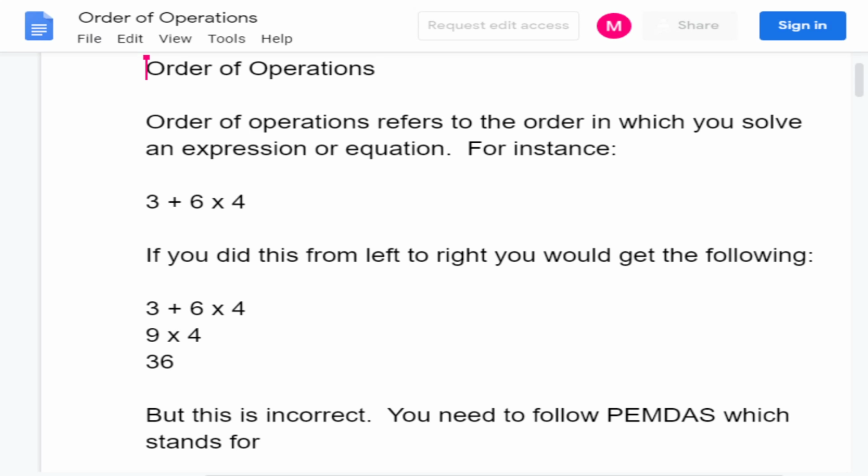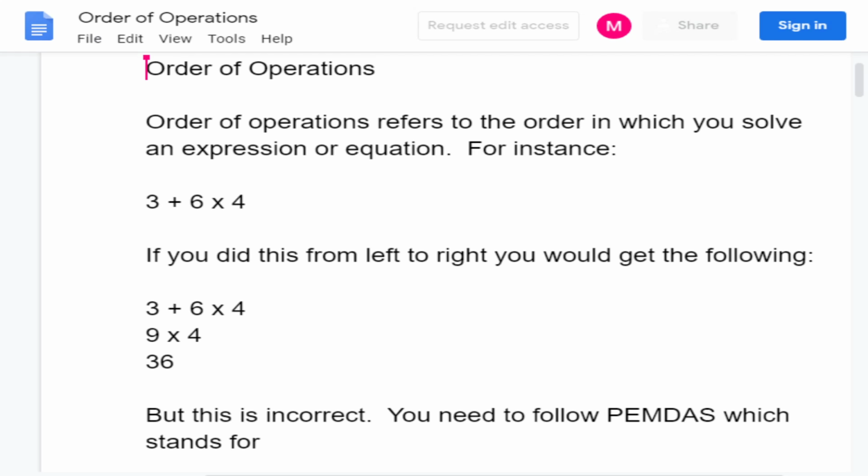All right, let's go over order of operations. Order of operations refers to the order in which you solve an expression or equation. An expression is basically an equation without an equal sign, for instance, 3 plus 6 times 4. This would be an expression.